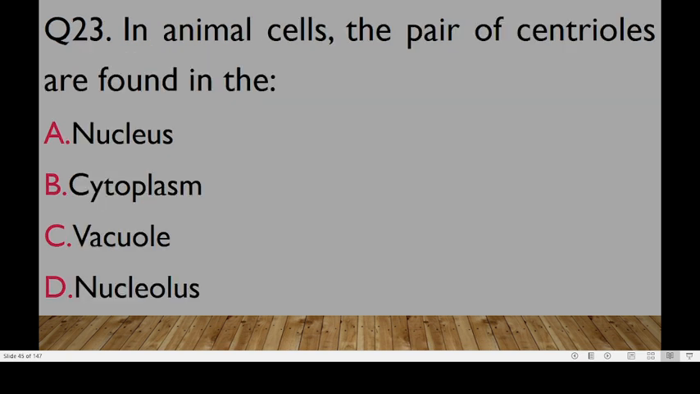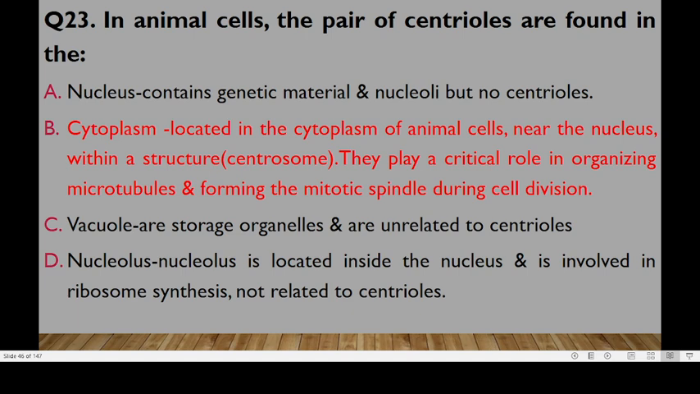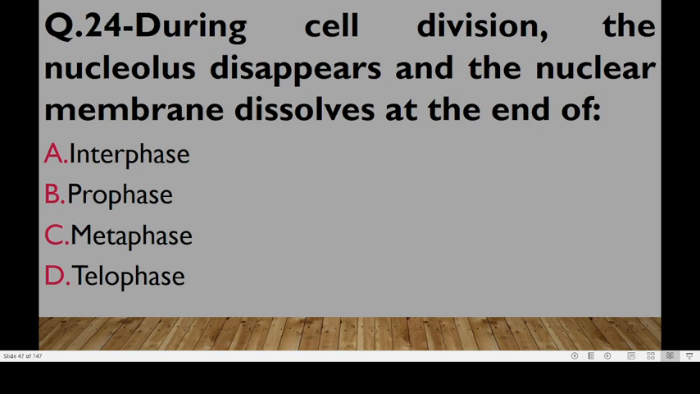In animal cells, the pair of centrioles are found in the, when looking at those parts of a cell, cytoplasm will be the answer. You find that centrioles will be located in the cytoplasm of animal cells near the nucleus within the structure that's referred to as the centrosome. They play a critical role in organizing microtubules and forming the mitotic spindle during cell division.